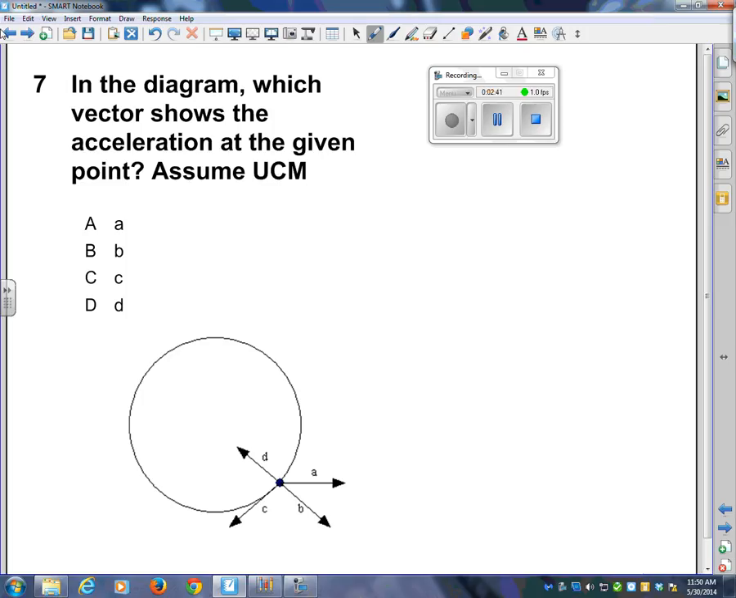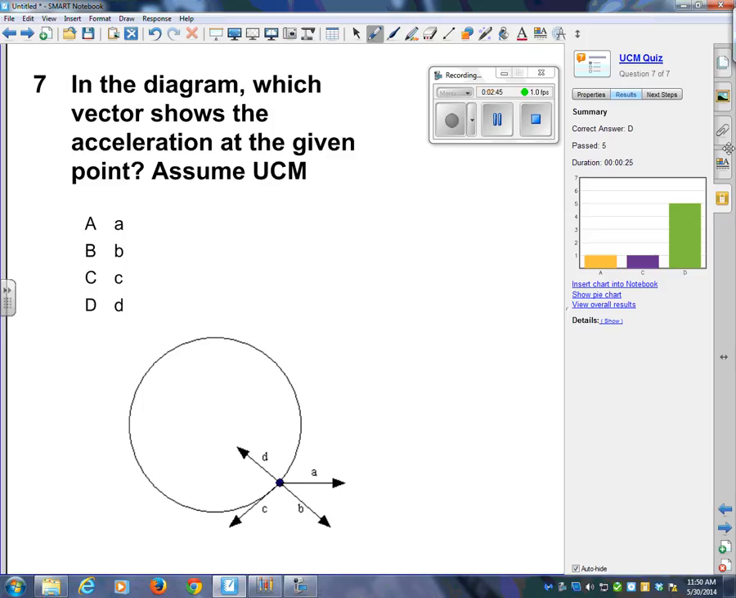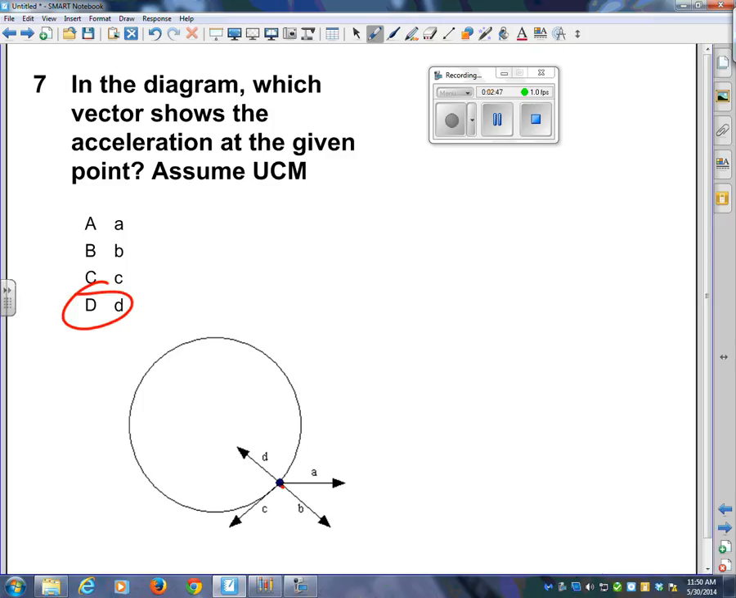In the diagram, which vector shows the acceleration at the given point? Also A. Centripetal acceleration towards the center.